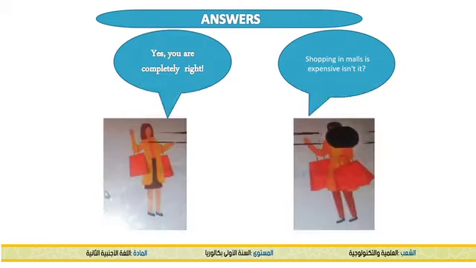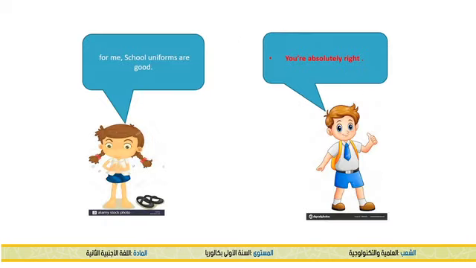Here are the answers. So for the first situation, we have shopping in malls is expensive, isn't it? So she responds to her, she says, yes, you are completely right. So here, she expresses her what? She agrees or disagrees? You are completely right means she agrees with her that shopping in malls is expensive. Okay? Let's move to the other.